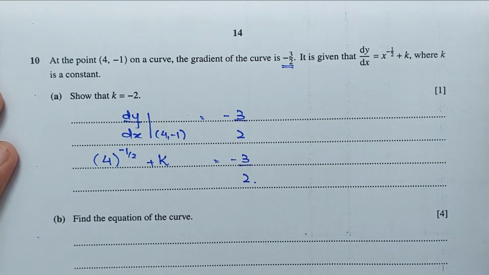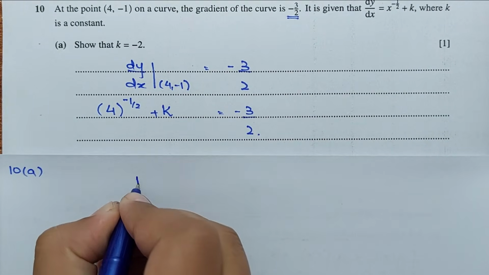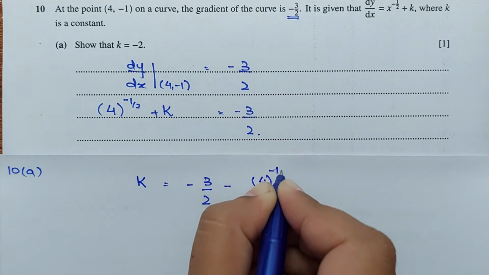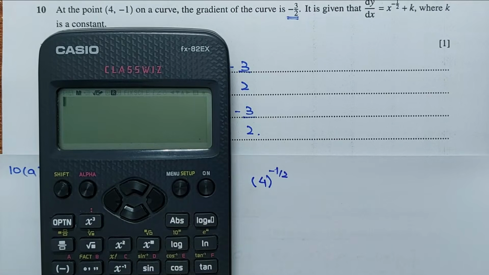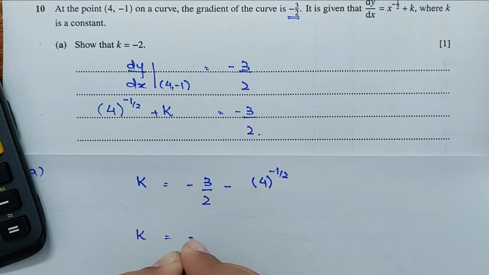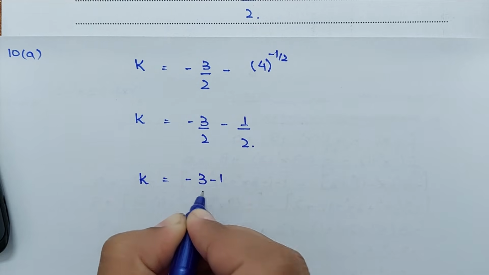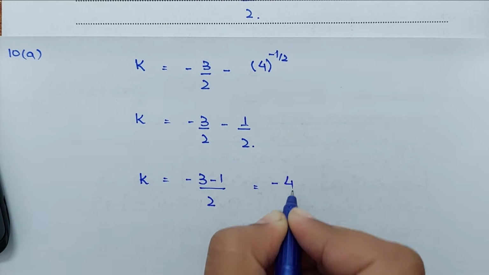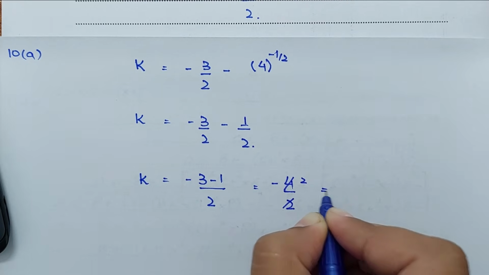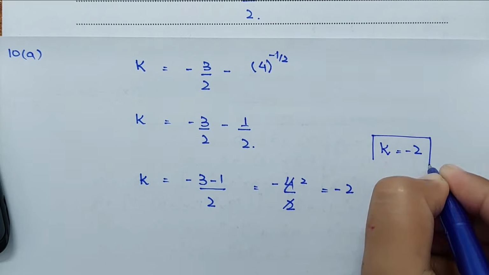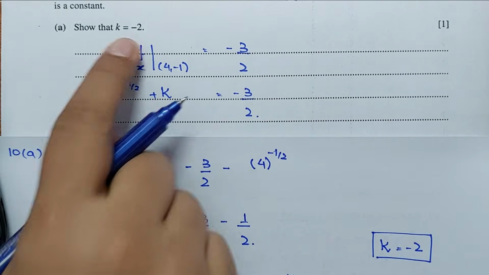Okay, now let me solve for k. Now what is k? k is equal to minus 3 by 2 minus 4 to the power minus 1 by 2. Now 4 to the power negative 1 divided by 2 is 1 by 2. So we can say k is minus 3 by 2 minus 1 by 2. Now the denominators are the same, so we can combine them. So k is minus 3 minus 1 divided by 2. So k is minus 4 divided by 2, that is negative 2. So we have proved that the k value is negative 2. We needed to show this. So the k value is negative 2.